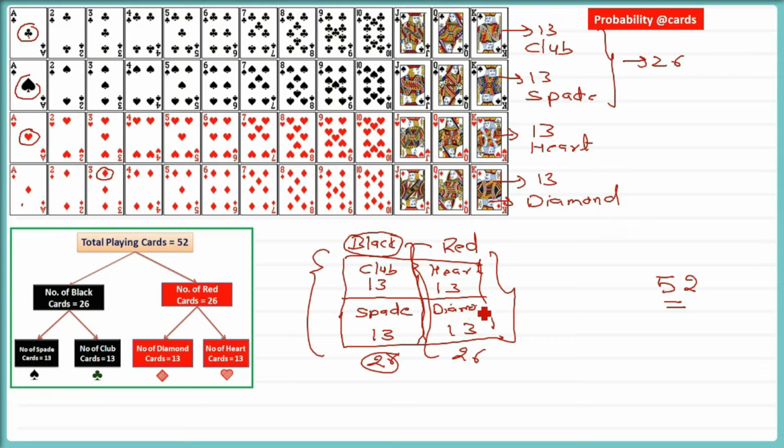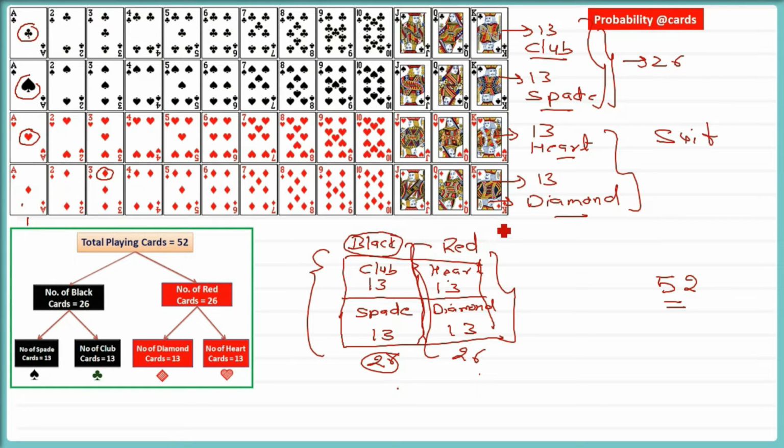These are the 4 partitions and 4 suites. So in all, heart and diamond, these are red cards, again 26. Club and spade will be 26. So 4 suites: club 13, spade 13, heart 13, diamond 13. Club and spade combined are called black cards. Then we have red cards: heart and diamond.